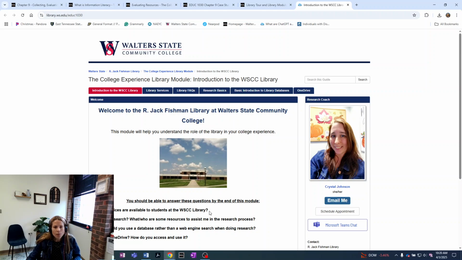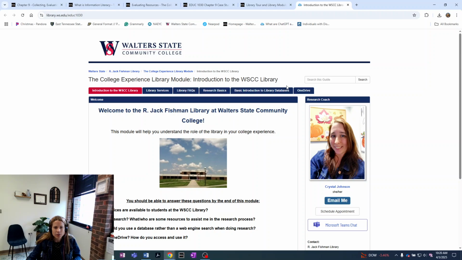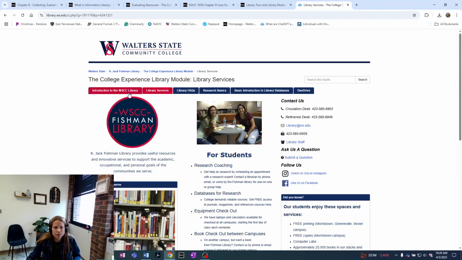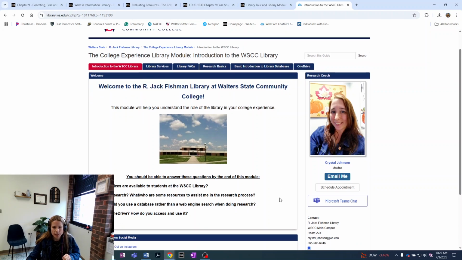Now, when you go through modules, they're set up kind of in tabs, if you will. So just like when we navigate the Water State homepage, you have the tabs at the top. It's going to be the same format with this library module. So to navigate through the module, you're going to click on the tabs at the top. Okay, so you're going to see different sections. The first tab you come to is an introduction.